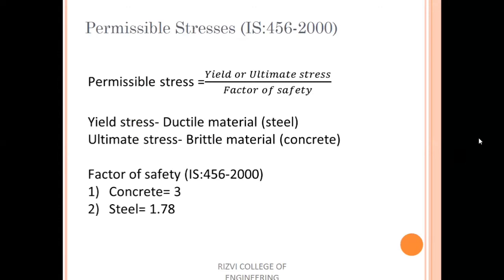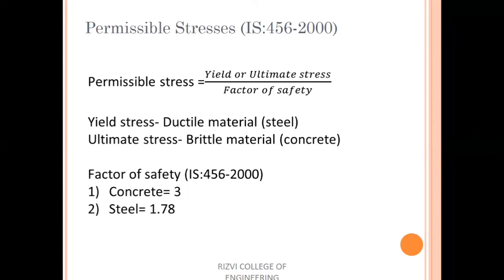Yes, so this is very important in the working stress method: the permissible stresses. Permissible stresses are given by the ultimate stress upon the factor of safety. Whenever we design in the working stress method, we require the permissible stresses of concrete as well as steel. So the permissible stress is given by ultimate stress upon factor of safety. This is the yield stress, so yield or ultimate stress I have written.